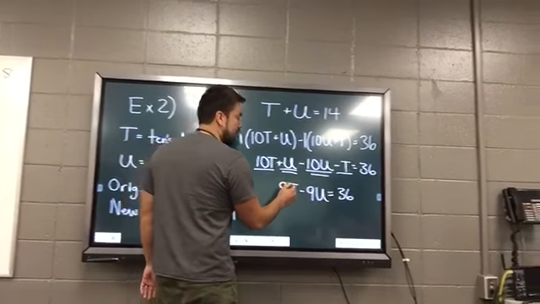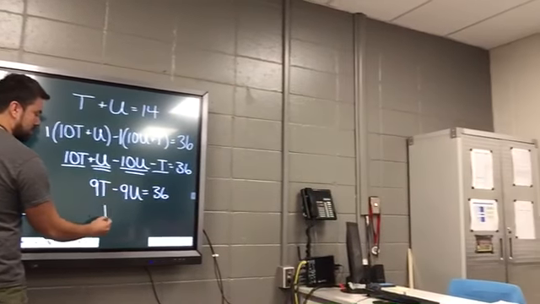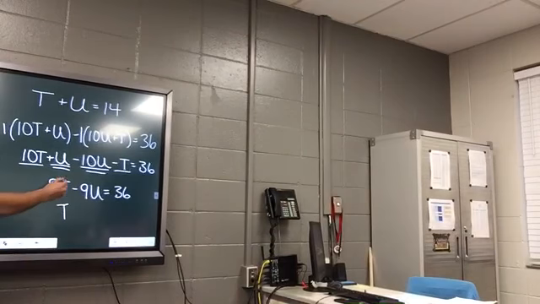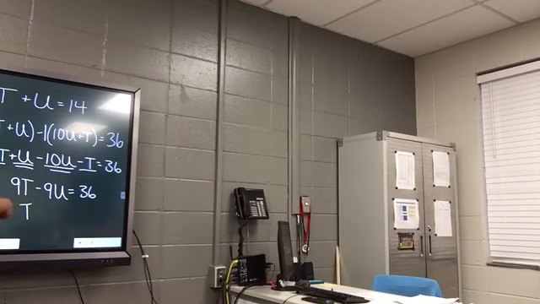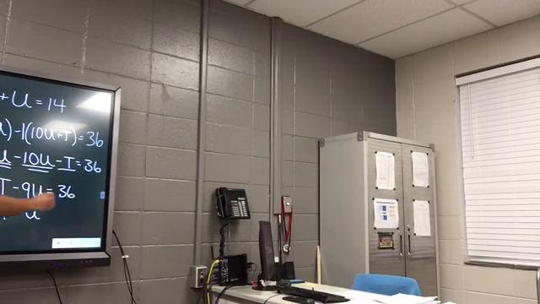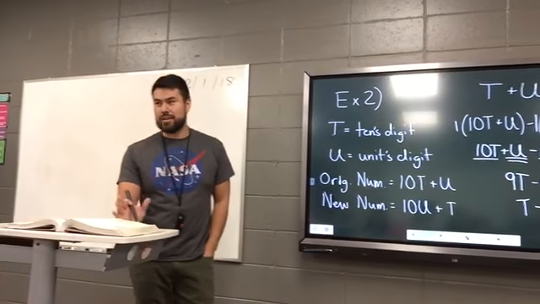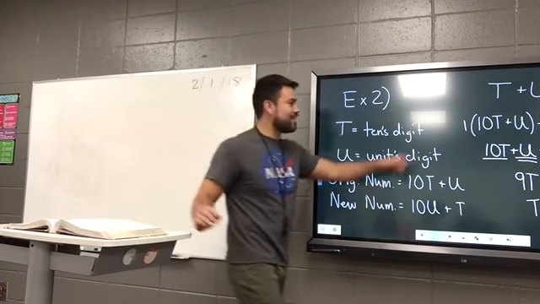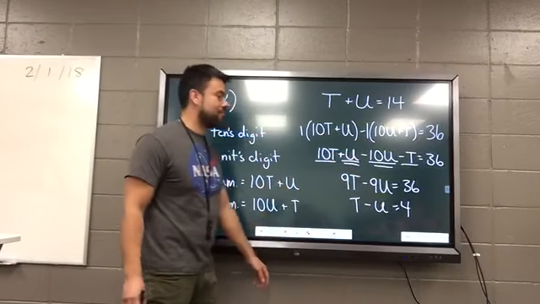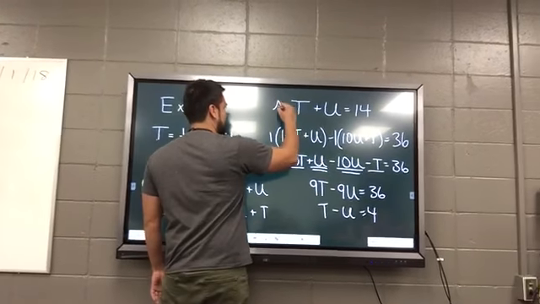All right. 9t divided by 9 is t. What's negative 9u divided by 9? Negative u. And what's 36 divided by 9? Isn't that simpler to use? Do you think it is or not? More simple than t plus u is equal to 14? You're saying this is simpler than that up there?